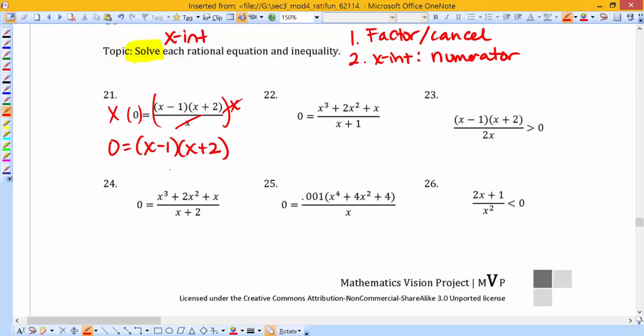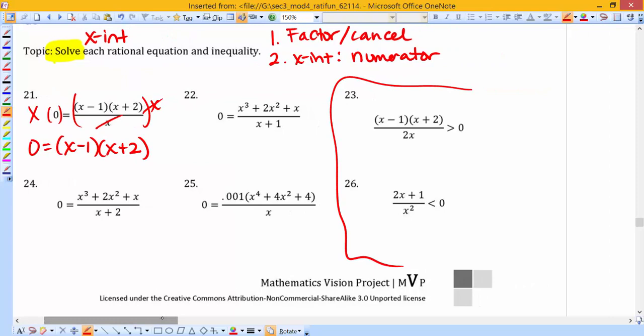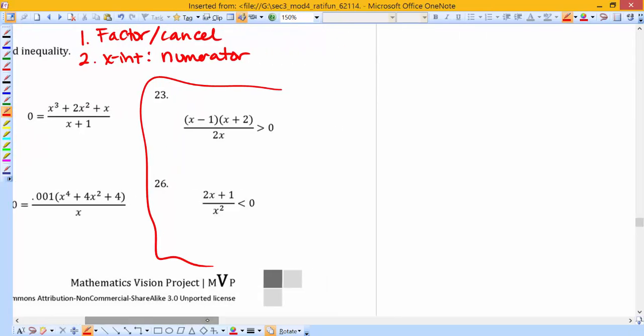What you do have to make sure you pay attention to is the inequalities. And you have inequalities in 23 and 26. Anytime you see inequalities, that requires you to test on a number line. We have talked about this. You have had this on quizzes. I will go ahead and do number 23 with you.